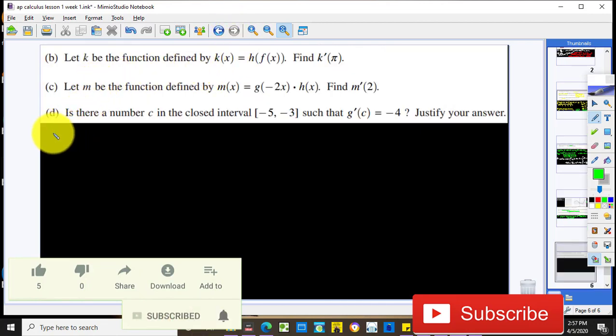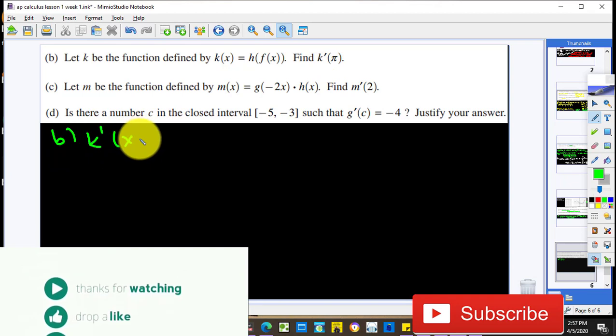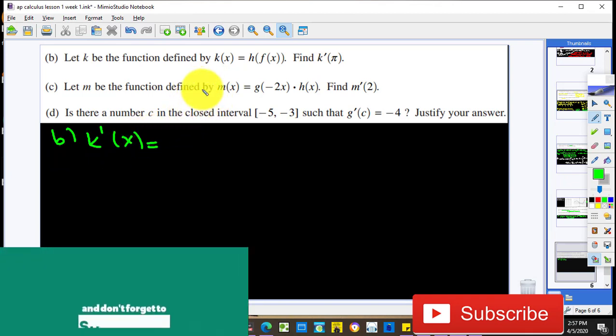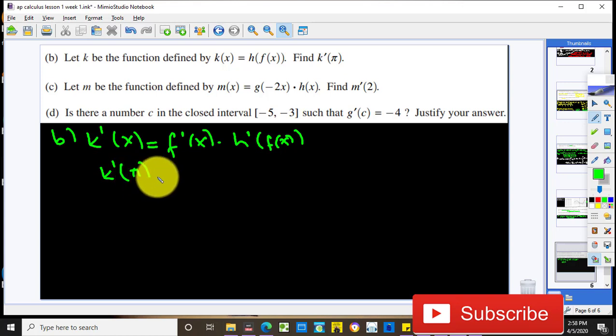In part B, it says let k be the function defined like this, h of f of x, which is a composite function. So we need to evaluate k prime of pi. First, we need to figure out k prime of x. If I apply the derivative rule for a composite function, that's going to be equal to f prime of x times h prime of f of x. So I need to evaluate this expression when x equals pi. So k prime of pi is going to be equal to f prime of pi, which we just found, equal to negative 1, times h prime of f of pi.